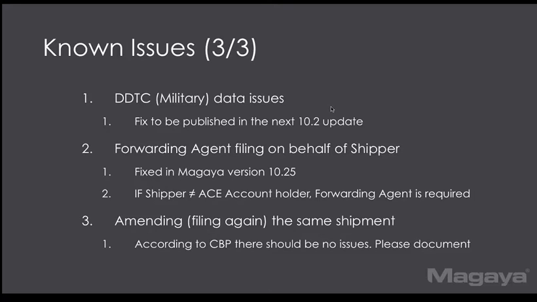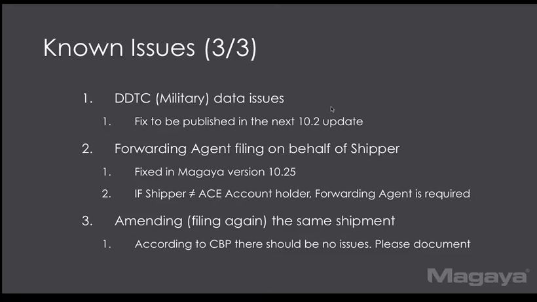Then, before version 10.25, there was an issue where the ACE portal rejected shipments where you as a forwarding agent were filing on behalf of a shipper. That has been fixed in 10.25. What the portal requires is that if the shipper, so that's the shipper field from Magaya, is not the ACE account holder, meaning you most likely, then the forwarding agent is required. So put the forwarding agent on the shipment there. In this case, don't leave the forwarding agent blank.